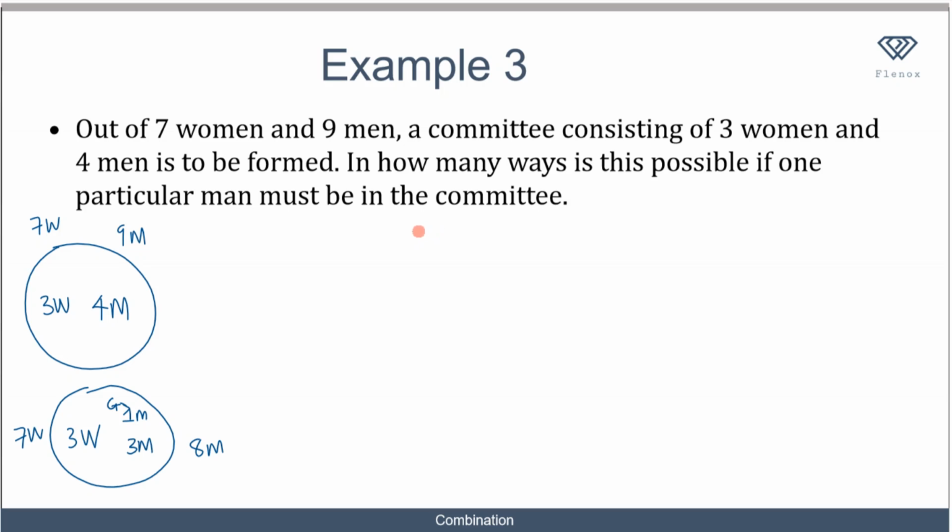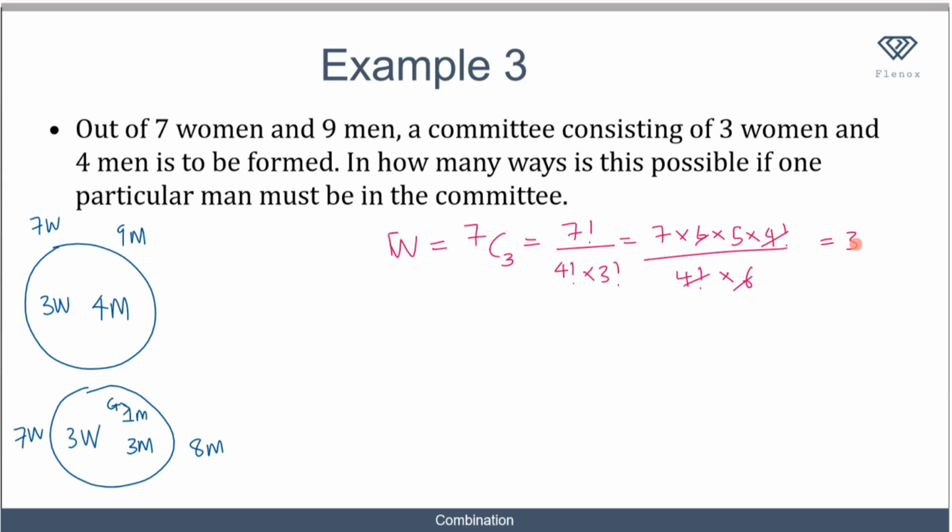So for the female, or for the women, let me use women, we have what? We are trying to select 3 out of 7. So we have 7 combination 3. And what would that give us? 7 factorial over 7 minus 3 factorial, which is 4 factorial, then times 3 factorial. And that will be 7 times 6 times 5 times 4 factorial over 4 factorial, and 3 factorial is 6. 6 cancels 6, and 7 times 5 gives us 35 ways.